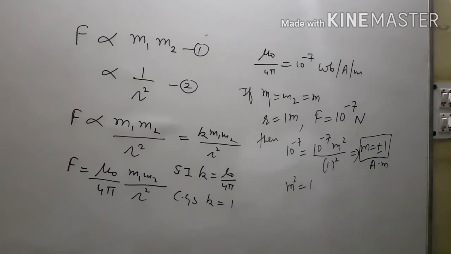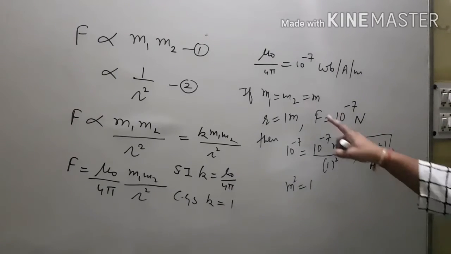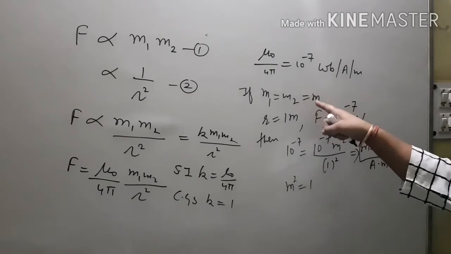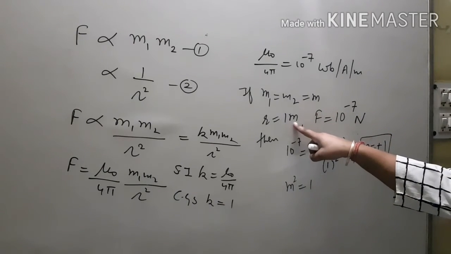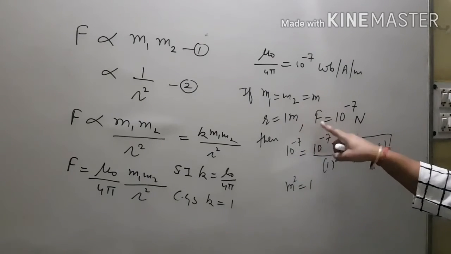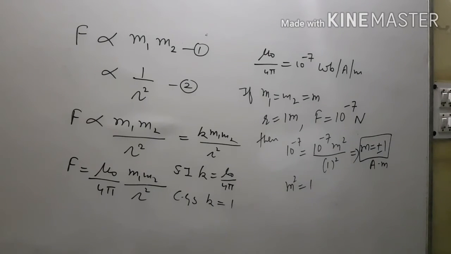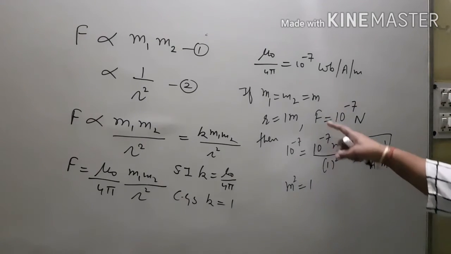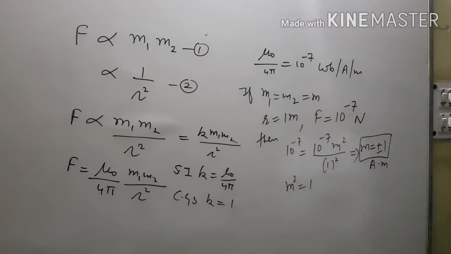So now I am defining the pole strength. Two poles of equal strength separated by a distance of 1 meter, if they exert a force of attraction or repulsion of 10 raised to power minus 7 Newton on each other, then the pole strength will be 1 ampere meter.